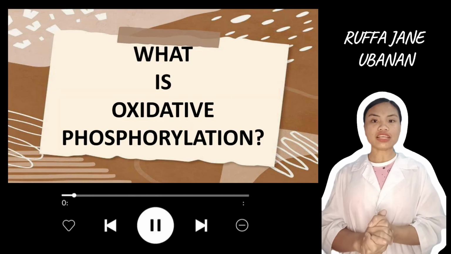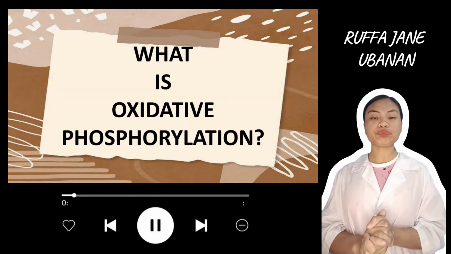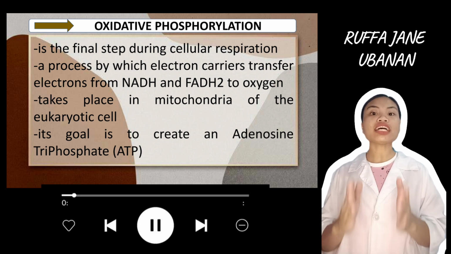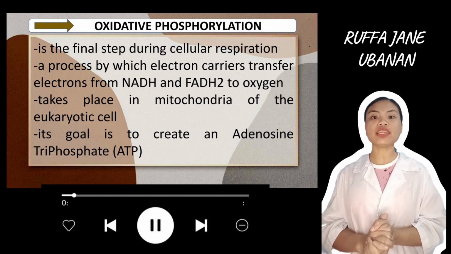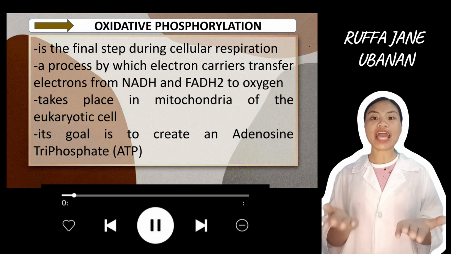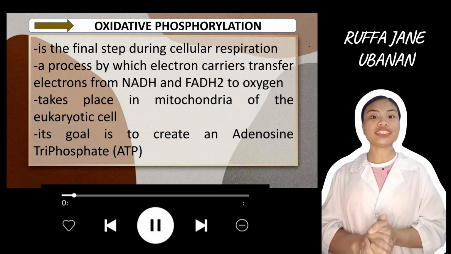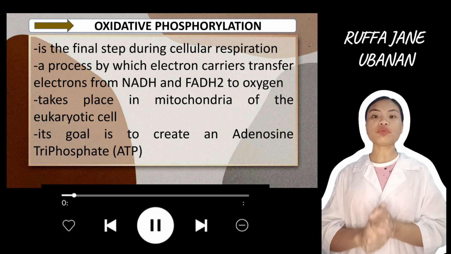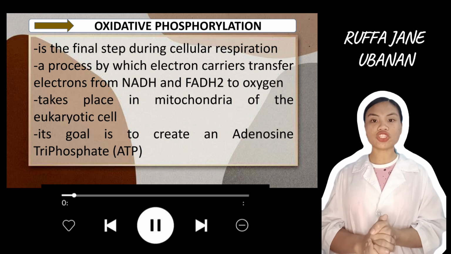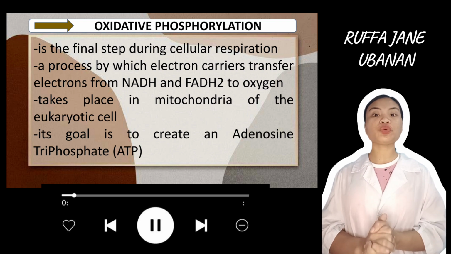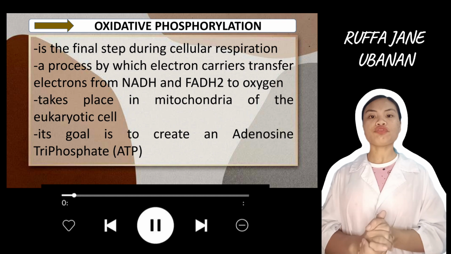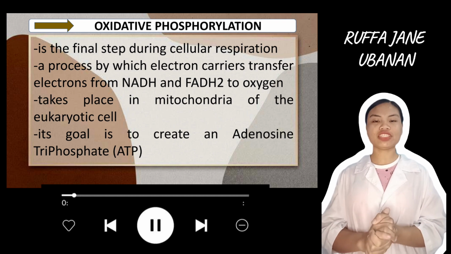Now, what is oxidative phosphorylation? Well, oxidative phosphorylation is the last stage in the process of cellular respiration following glycolysis and the citric acid cycle. So what is cellular respiration? Well, cellular respiration is a process through which cells generate energy by converting nutrients into ATP, and ATP is the molecule that provides energy for various cellular activities.